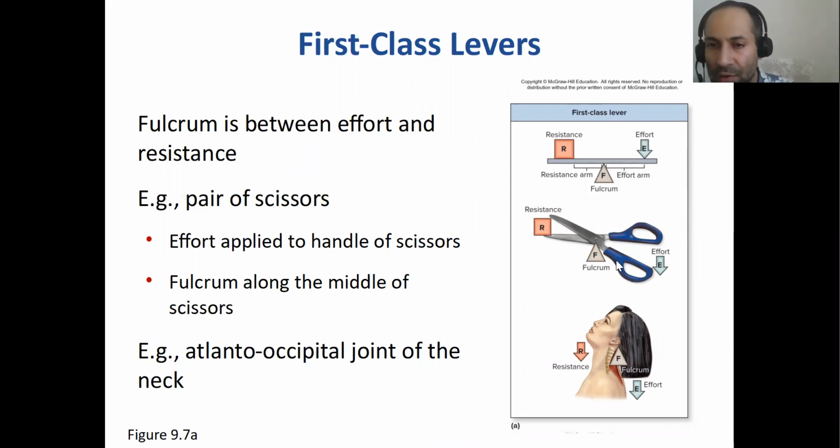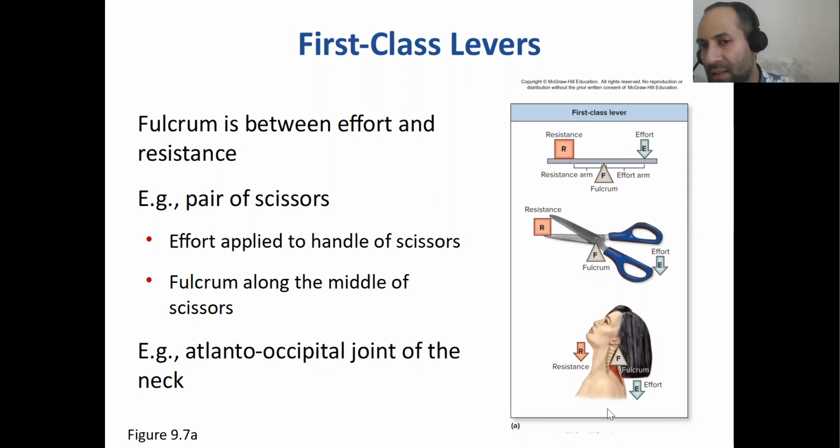Another example is scissors. So you have the effort arm, which is where you basically try to cut at. The resistance is whatever object you're trying to cut. The fulcrum is where the two arms of the scissors come together.